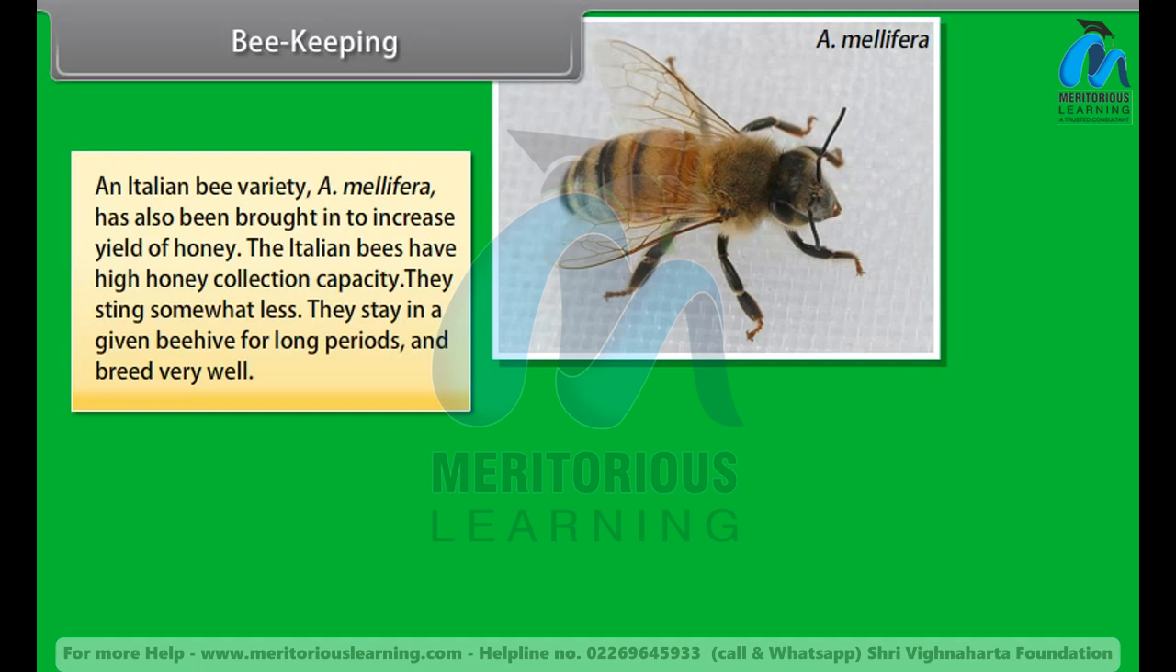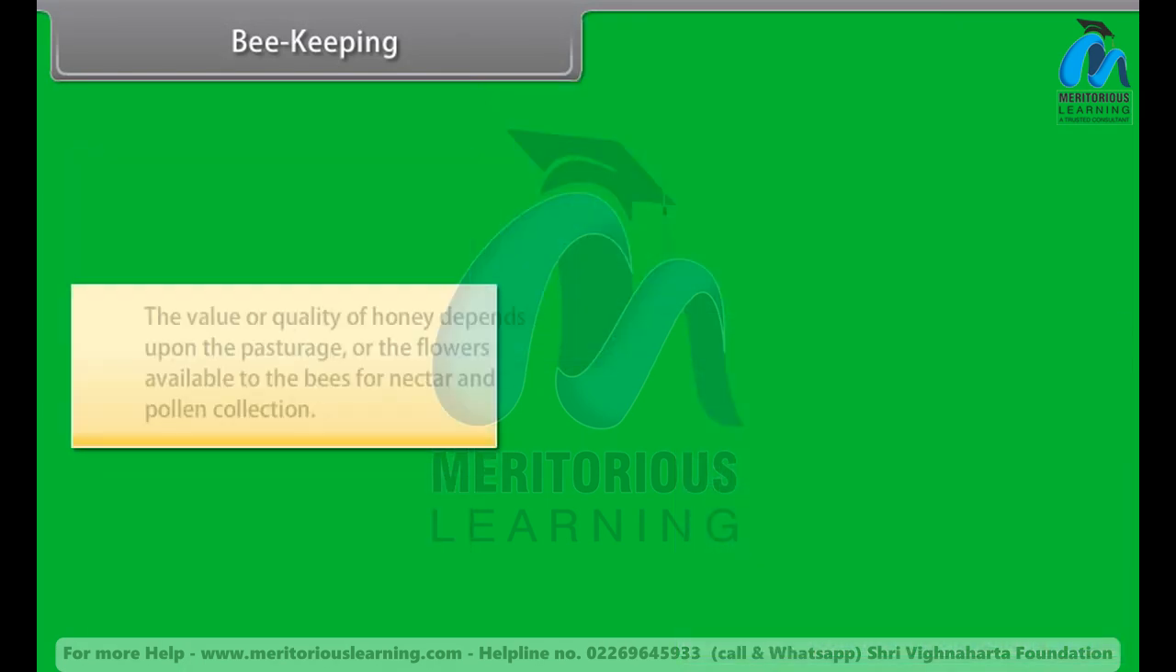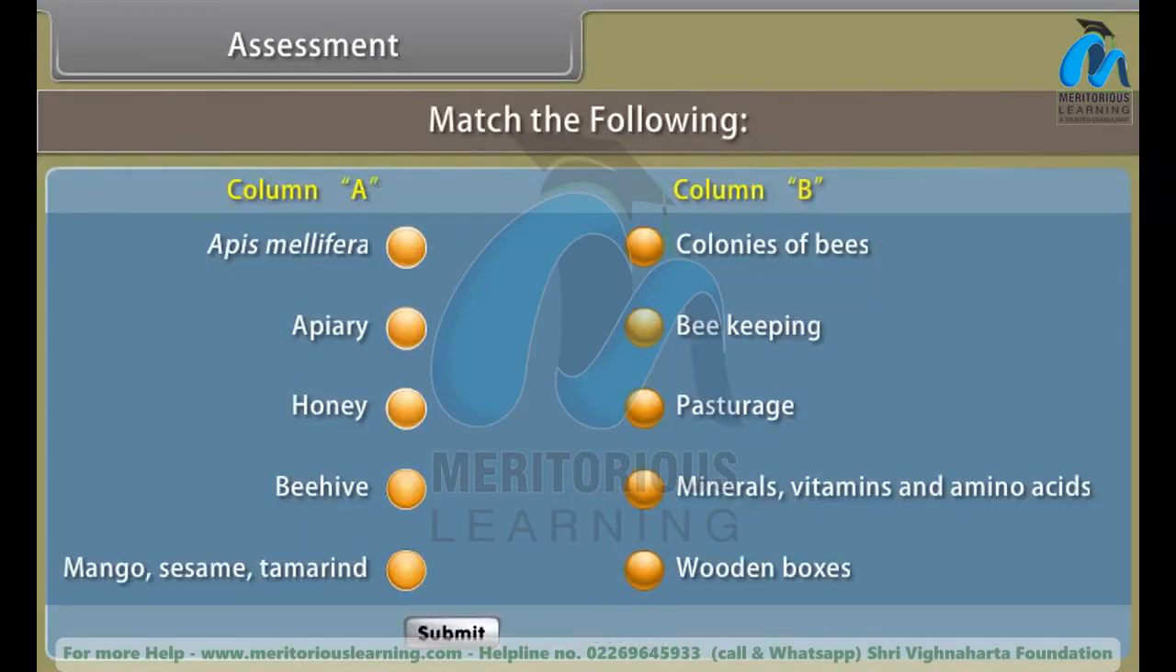The Italian bees have high honey collection capacity. They sting somewhat less. They stay in a given beehive for long periods and breed very well. Apiaries are established for commercial honey production. The value or quality of honey depends on the pasturage or the flowers available to the bees for nectar and pollen collection.